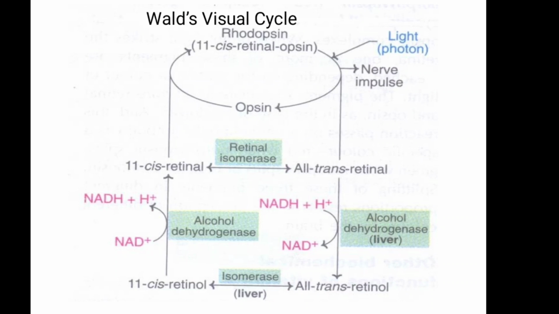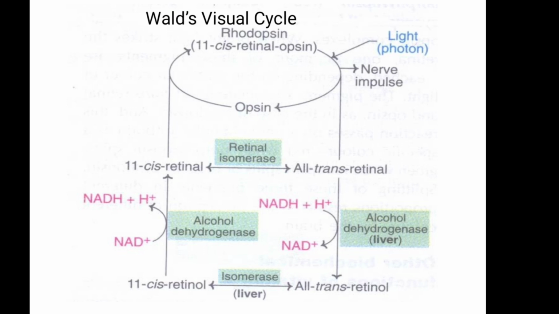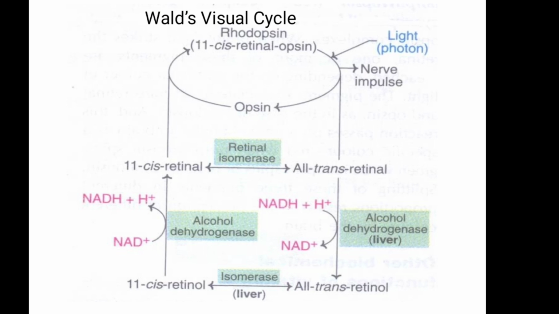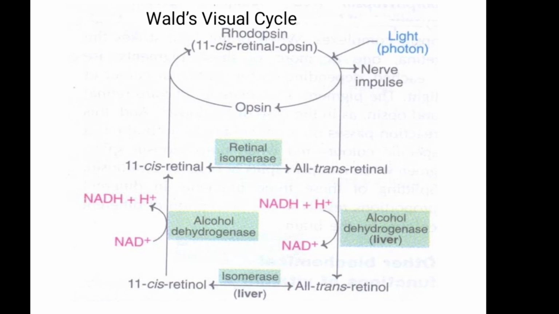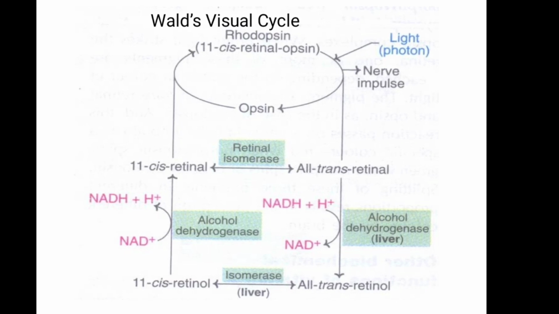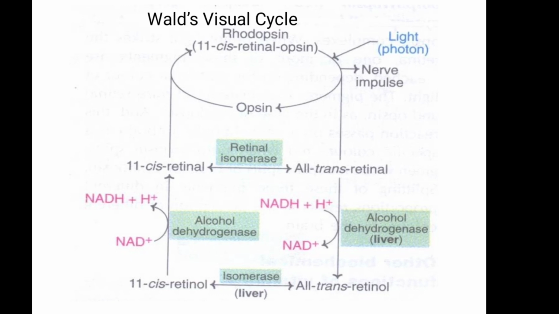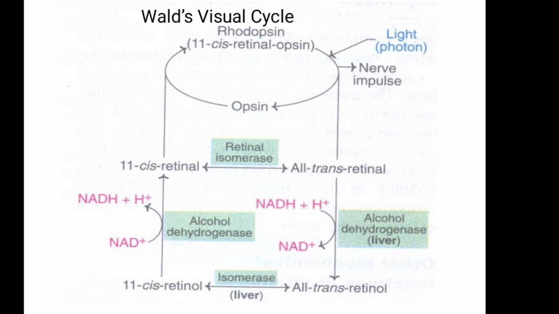So what happens after this? First, rhodopsin, in the presence of light, is converted to all-trans retinol and opsin. Again, all-trans retinol is converted to 11-cis retinol by retinol isomerase enzyme. Thereby rhodopsin is regenerated.